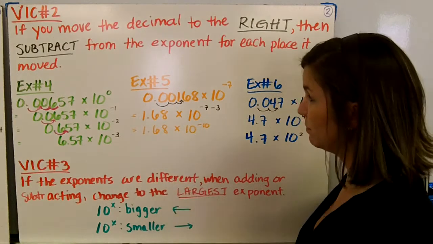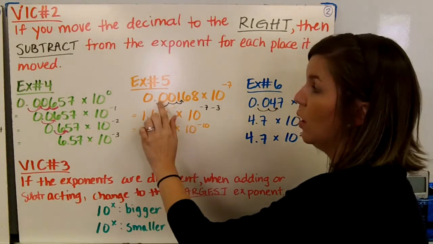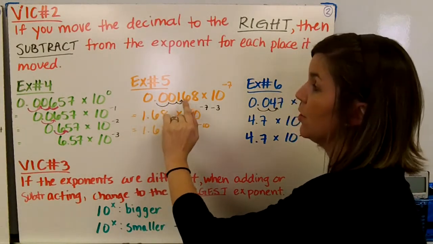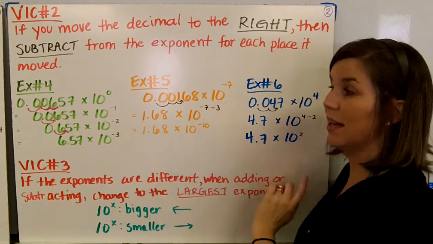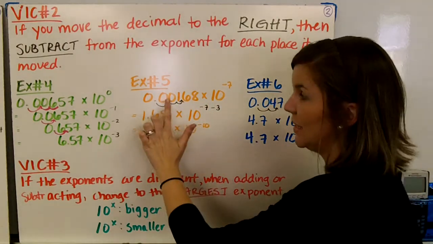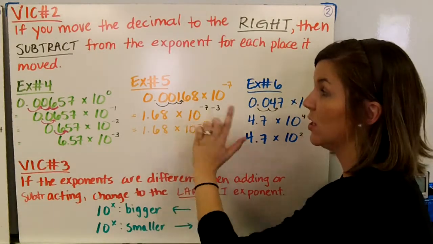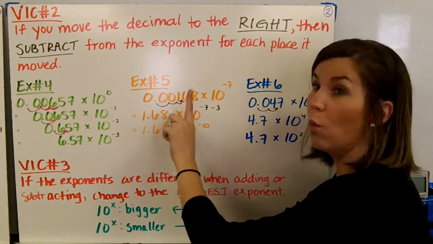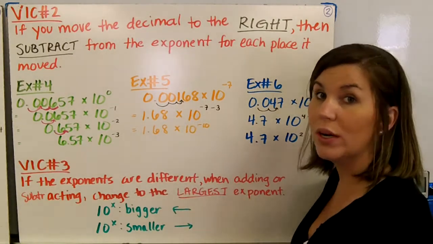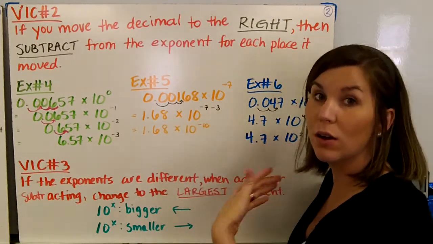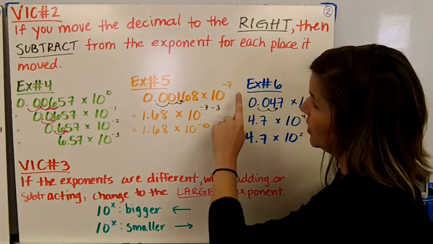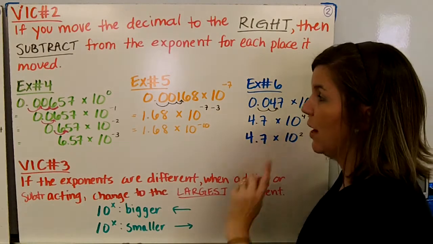Example number 5. We have 0.00168 times 10 to the -7th power. Tenths, hundredths, thousandths, ten thousandths, hundred thousandths. So this is 168 hundred thousandths, and it's times 10 to the -7th power.